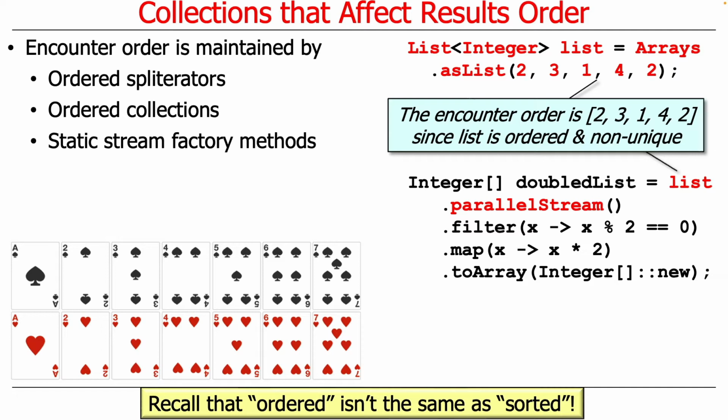Remember, by the way, that ordered is not the same thing as sorted. Unfortunately, we use the word order also to mean sort. But sorted means they're sorted. These are clearly not sorted. But they are ordered in the sense that 2 comes before 3, which comes before 1, which comes before 4, which comes before 2. So that's what ordered means.